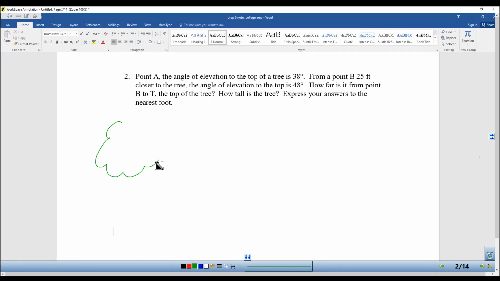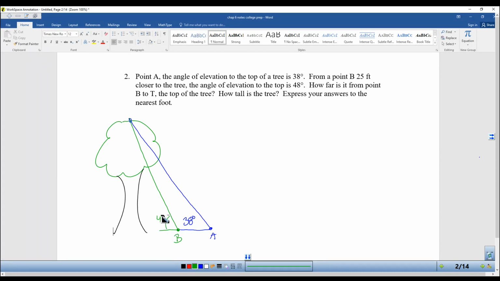So here's my tree. And here's my point A. And from point A to the top of the tree, the angle of elevation is 38 degrees. Point B is 25 feet closer to the tree. So here's my B. So now it should be steeper. Let's see what it is. Yep, the angle of elevation is 48. So this is 48. How far is it from B to the top of the tree?